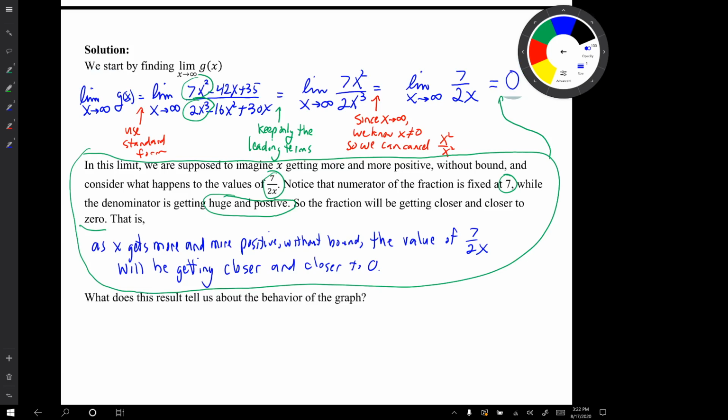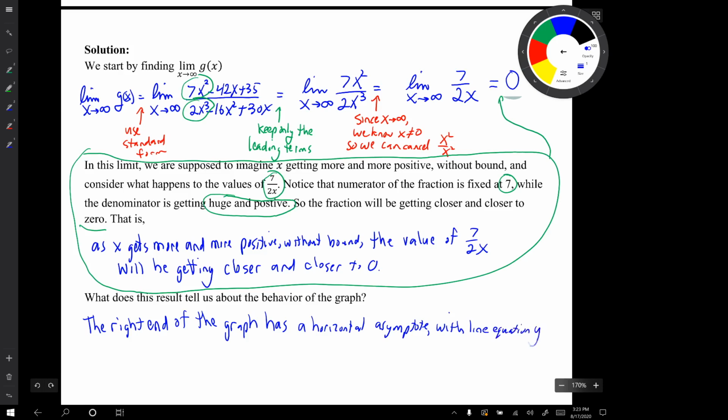So the objective was to find that limit and then explain what it tells us about the behavior of the graph. Well, remember that limits as x goes to infinity are telling us about the right end of the graph. What this is telling us is the following. The right end of the graph has a horizontal asymptote with line equation y equals 0. So this is the right end behavior.